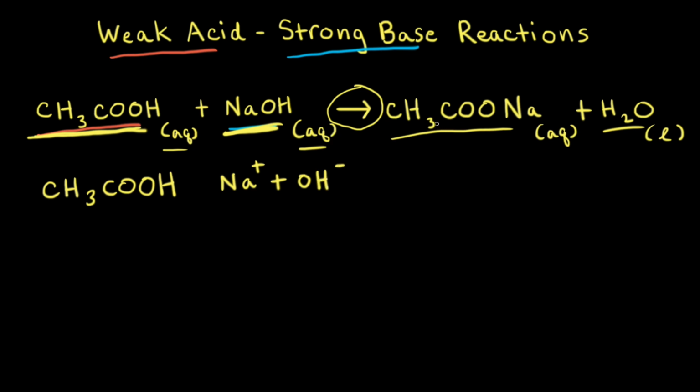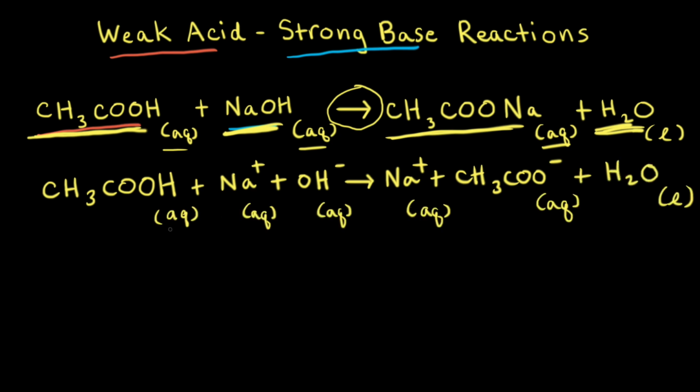Next, let's think about our products. We have an aqueous solution of sodium acetate. Sodium acetate is a soluble salt. Therefore, in aqueous solution, we would have sodium cations, Na+, and the acetate anion, CH3COO-. Because water ionizes only to an extremely small extent, we don't write it as the ions. We simply write H2O. To save some time, I've added in some aqueous subscripts and a liquid one for water, some plus signs, and the reaction arrow. So this balanced equation represents the complete ionic equation.